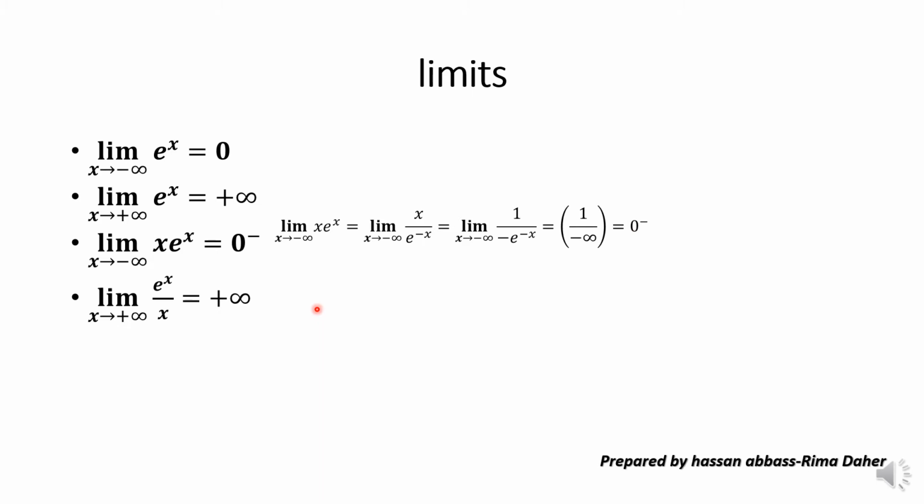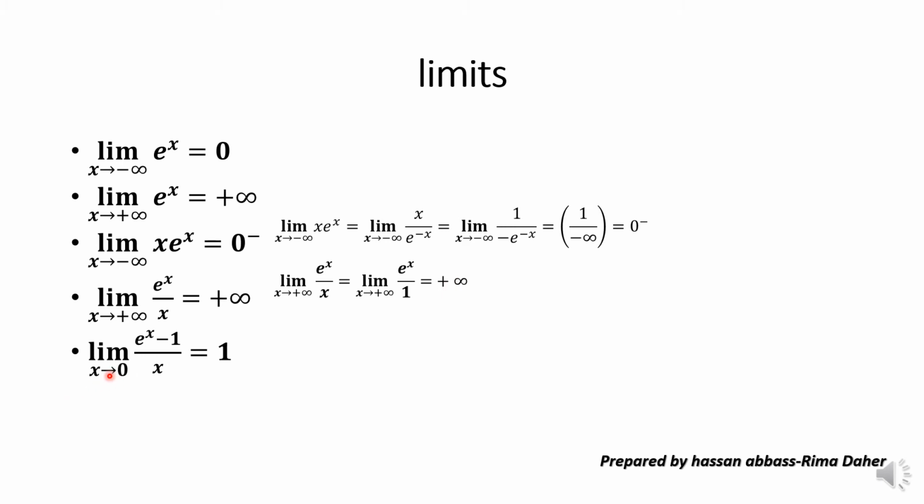Limit where x tends to plus infinity of exponential x over x. If we replace x by this value plus infinity, we get exponential plus infinity over plus infinity, an indeterminate form. Then we apply L'Hopital's rule, we get limit where x tends to plus infinity of exponential x over 1 equals exponential plus infinity over 1 equals plus infinity.